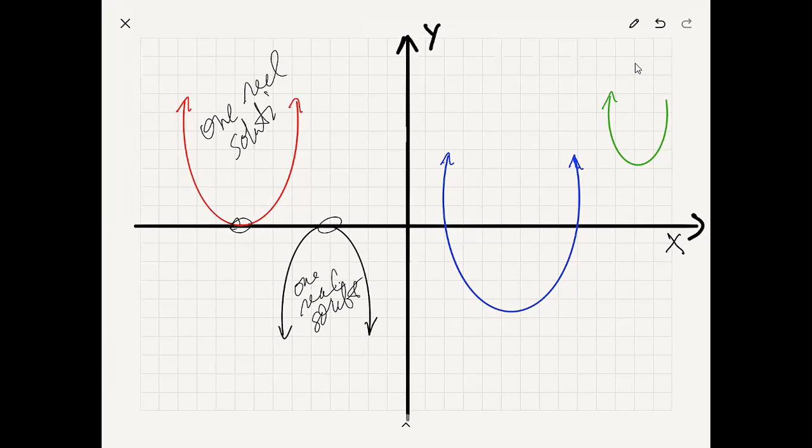The blue parabola, on the other hand, has 2 real solutions because it crosses the x-axis in 2 places. That's how we know there's 2 real solutions. This green one has 0 real solutions because it does not intersect or touch the x-axis. That's all you need to know. So what we're trying to do is find the value of b that's going to give us something that looks like the red, right?